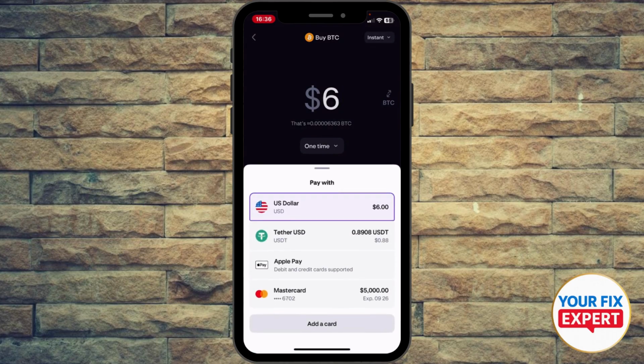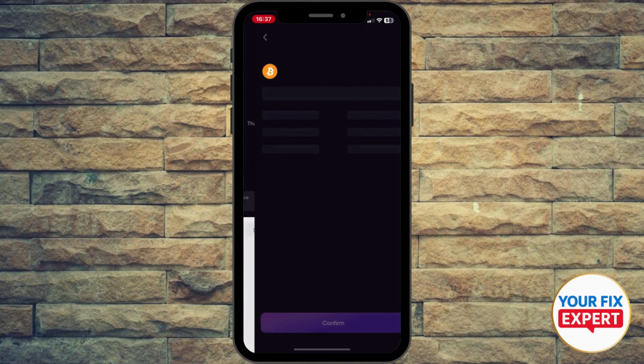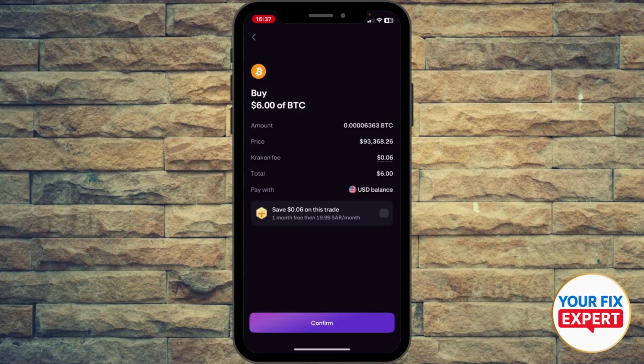You can use USDT or Tether, Apple Pay for debit and credit cards, or manually add your debit or credit card. So in my case, I'm gonna stay with the cash. Hit continue and confirm your order.